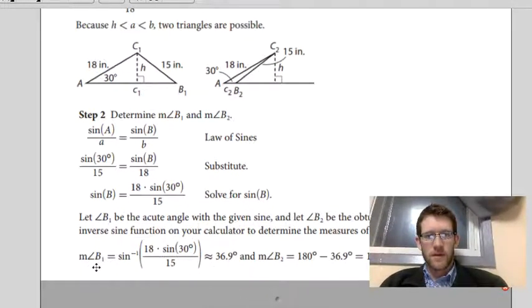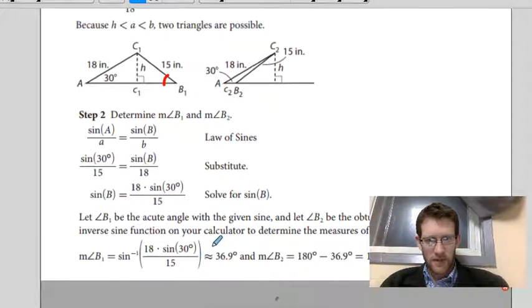The first one is the acute angle, right? So this is our acute angle B, and this one is less than 90 degrees, and this is what we're essentially solving for. So when we plug this into our calculator, we take the inverse sine of this thing, and it spits out 36.9 degrees. So we know that angle B here is 36.9 degrees.